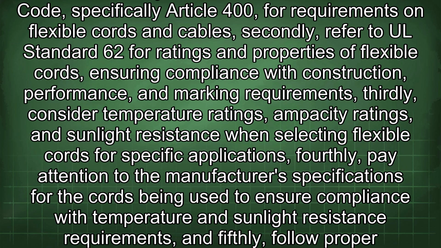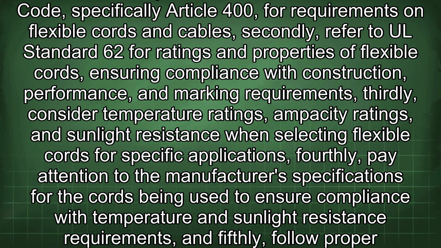In summary, when dealing with flexible cords, it is crucial to firstly consult the National Electrical Code, specifically Article 400, for requirements on flexible cords and cables. Secondly, refer to UL Standard 62 for ratings and properties of flexible cords, ensuring compliance with construction, performance, and marking requirements. Thirdly, consider temperature ratings, ampacity ratings, and sunlight resistance when selecting flexible cords for specific applications.